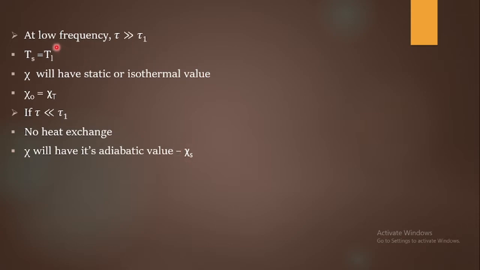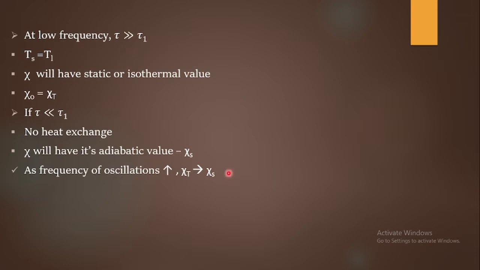So we can say here, moving from low frequency to higher frequency, that is from higher period to lower period, we can observe that susceptibility is going to vary from chi T to chi S, that is, from isothermal to adiabatic value. So clearly we can observe that the frequency of the oscillatory field is responsible for the gradual change from chi T to chi S. So omega increases means tau decreases, that is, chi T to chi S.